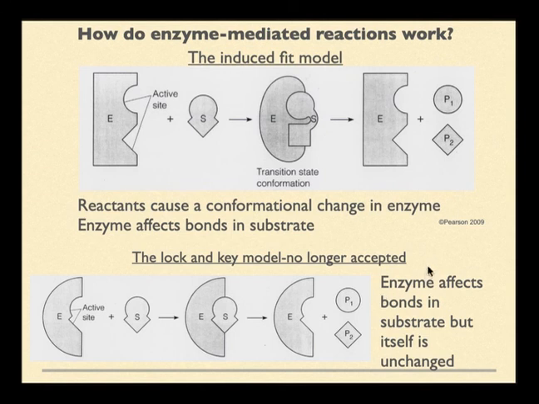The difference between the lock and key model and the induced fit model is that the enzyme changes shape in the induced fit model, and it does not change shape at all in the lock and key model. You'll also notice that the active site of the lock and key model reflects the shape of the substrate exactly, so the substrate can just fit in there like a lock and key, whereas in the induced fit model, the active site does not exactly mirror the substrate.